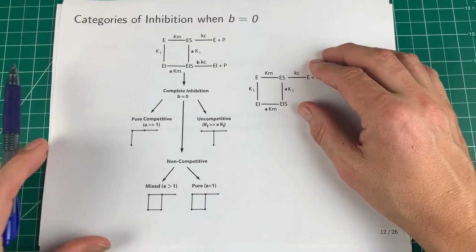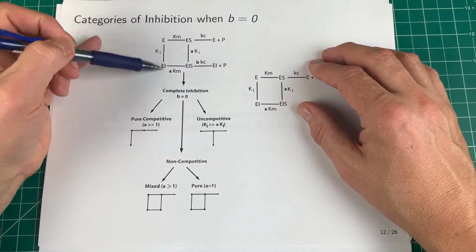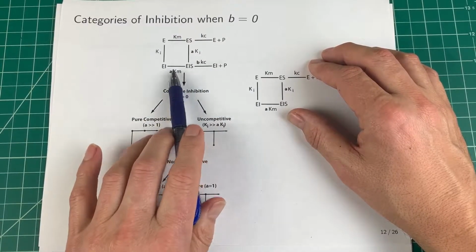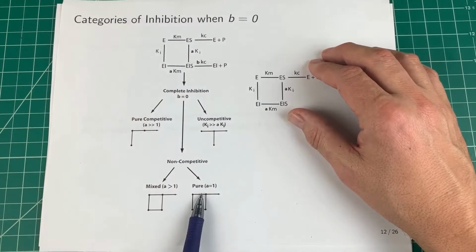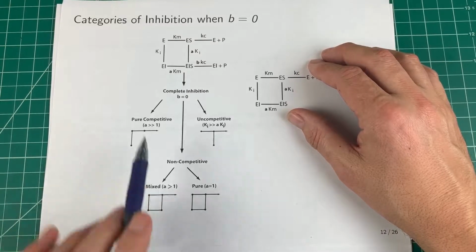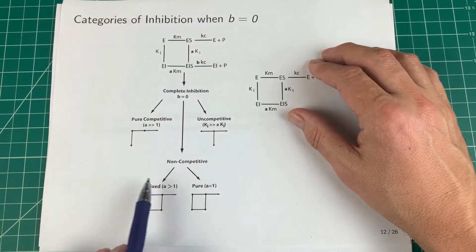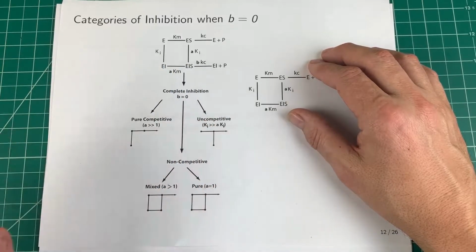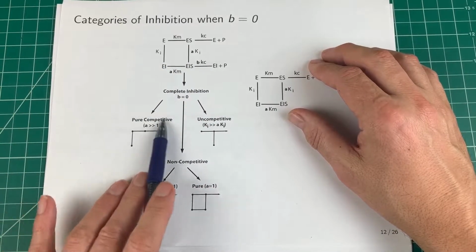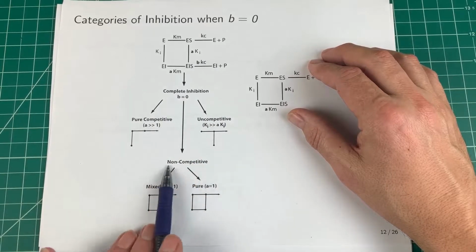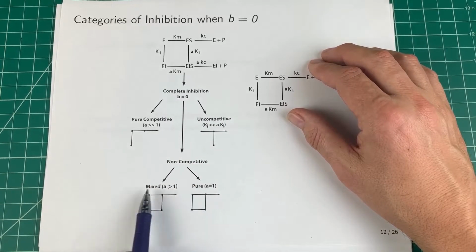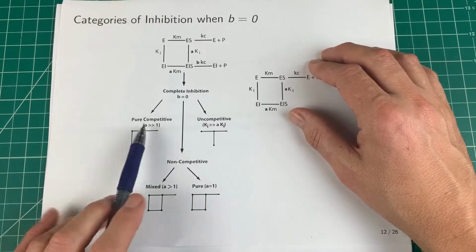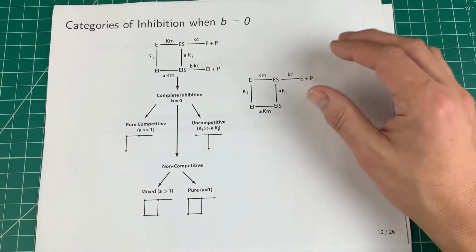Now then we can get a blend of both of them, right? We get a blend of both of them when either A is equal to 1, so we get basically the square. That's called pure non-competitive, or A is only a little bit greater than 1, in which case we get this mixed. Okay, so the strengths of the two arms are slightly different. Okay, so we get pure competitive, uncompetitive, and then non-competitive, which can either be pure or mixed. Okay, now in this video we're only going to consider pure competitive.